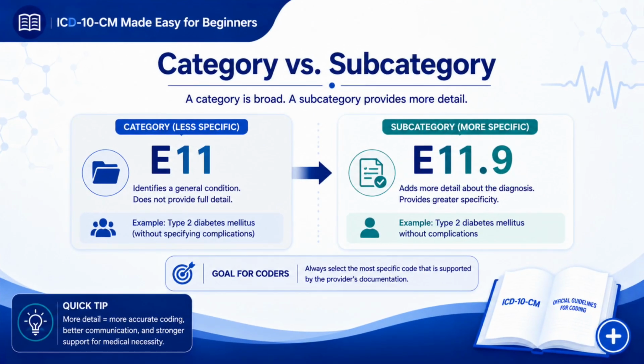Let's compare a category and a subcategory. The category, E11, identifies type 2 diabetes mellitus in general. By adding another character after the decimal, E11.9 becomes a more specific subcategory that identifies type 2 diabetes mellitus without complications. Whenever possible, coders should assign the most specific code supported by the provider's documentation.